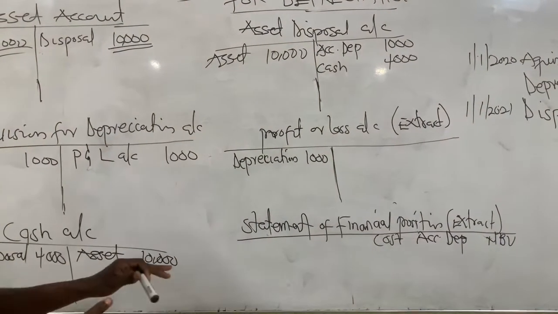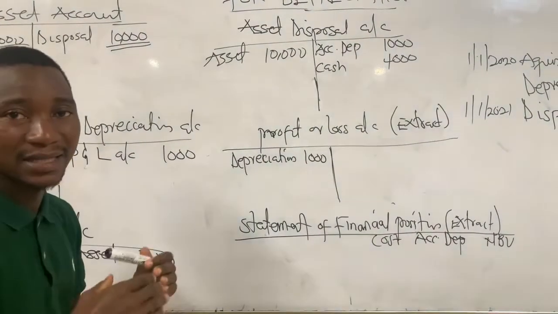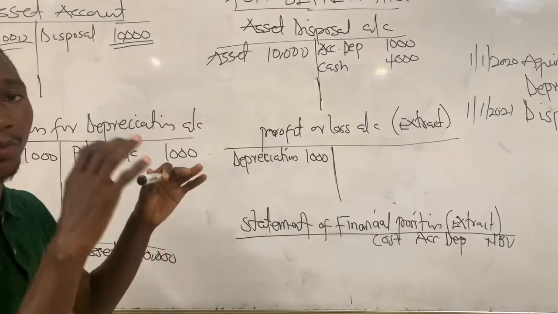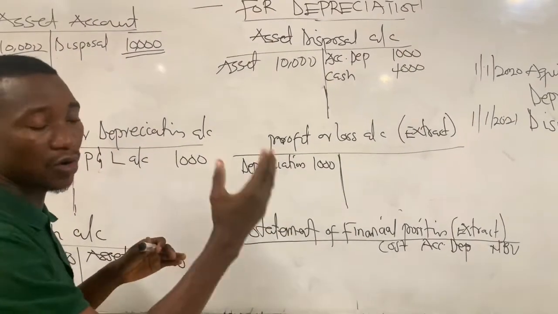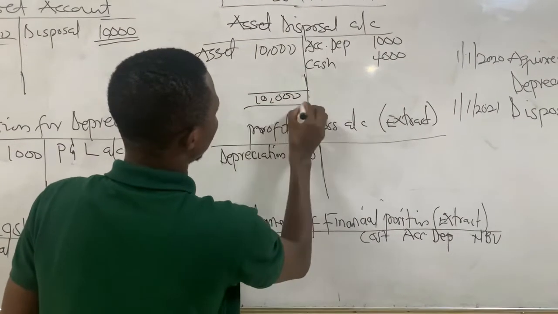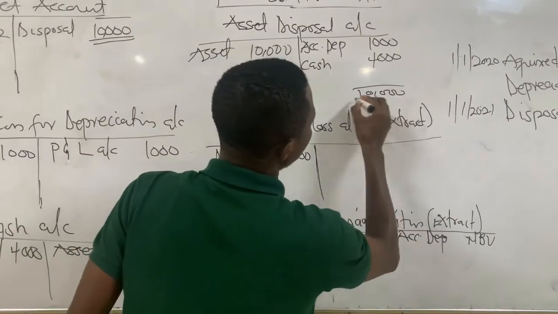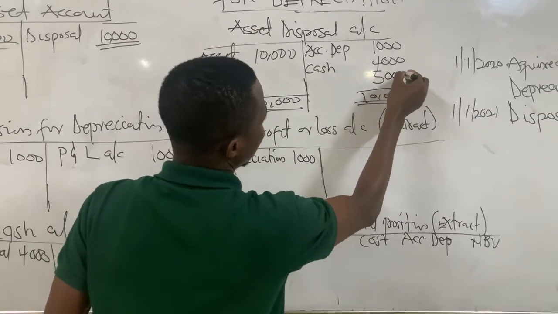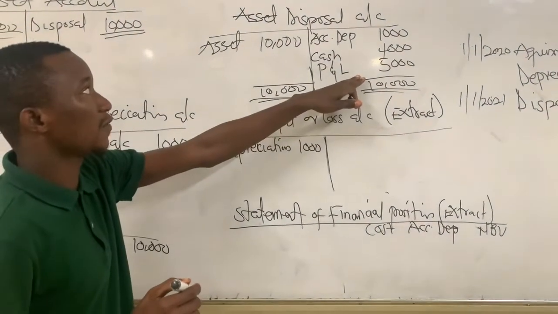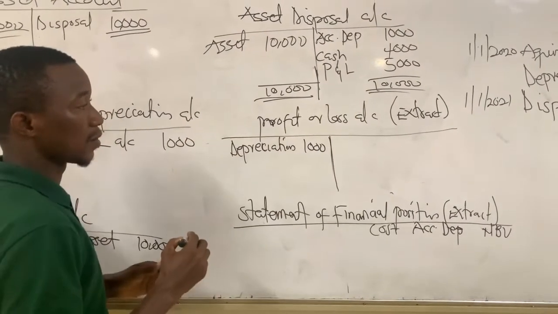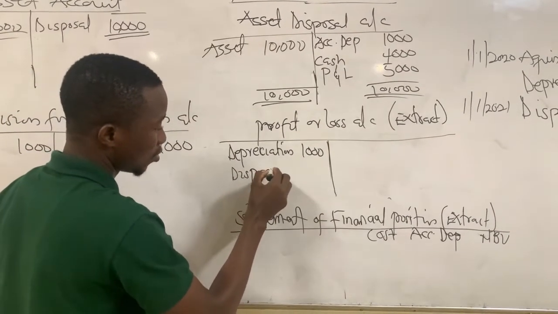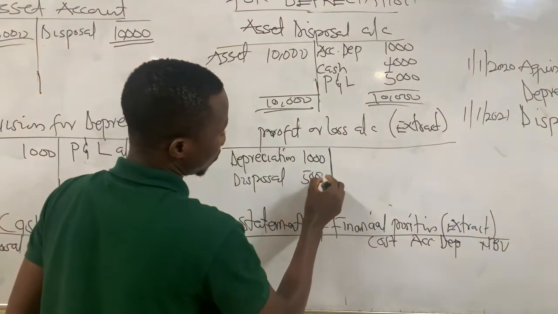So basically, this is how we make entries when we acquire an asset and at the same time, when we dispose of an asset. Is that okay? But before that, let me close this account to know the profit or loss on disposal, so that we transfer the profit or loss to the profit or loss account. So we have to close off this account. We'll be having 10,000, and the difference here is 5,000 cedis. And this will go to the profit or loss account. It is found at the credit side of the asset disposal account, so it will be at the debit side of the profit or loss account in the name of disposal. 5,000.